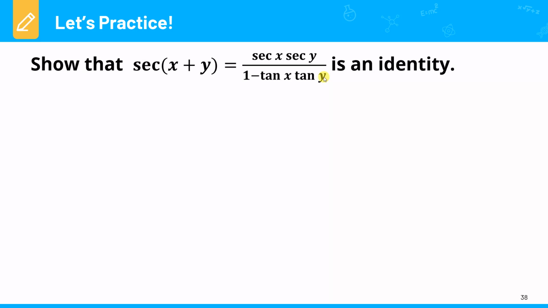So we start in the right-hand side because it contains multiple trigonometric functions, which somehow looks complicated. Okay, so let's start with the right side. For our solution, you have secant x secant y all over 1 minus tangent x tangent y.